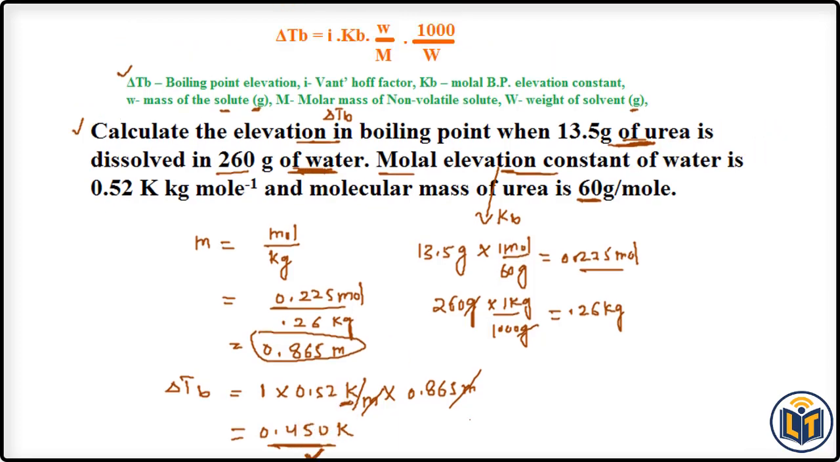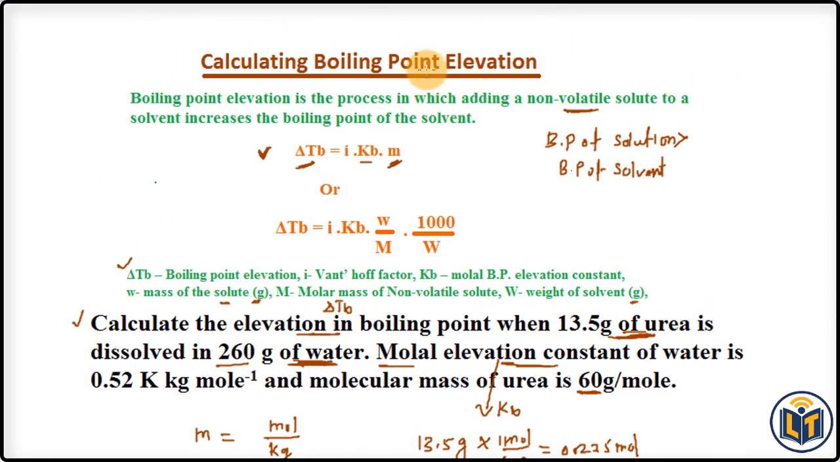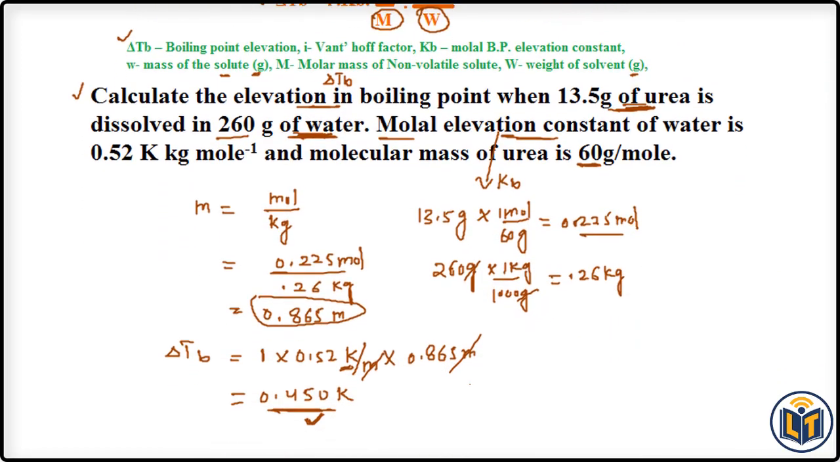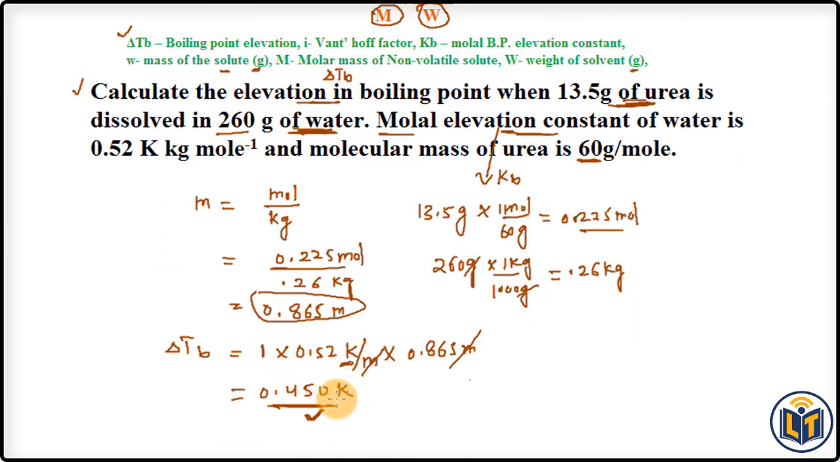You can see how I calculated the boiling point elevation by using the formula. You can use the other formula also, and you will get the same value. Delta Tb is equal to i into Kb into small w, the mass of solute, so you can plug in the mass of urea, over capital M, the molar mass of urea, and capital W, the mass of solvent. You can plug in these values and do the calculation. You will get the same value, that is 0.450 Kelvin.